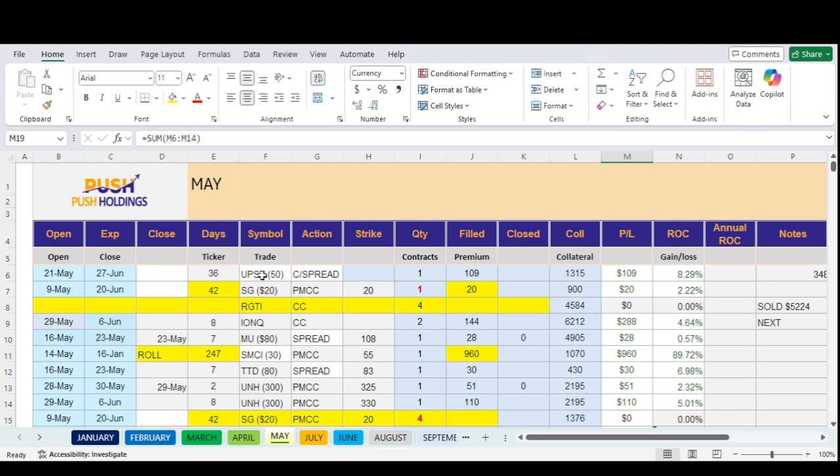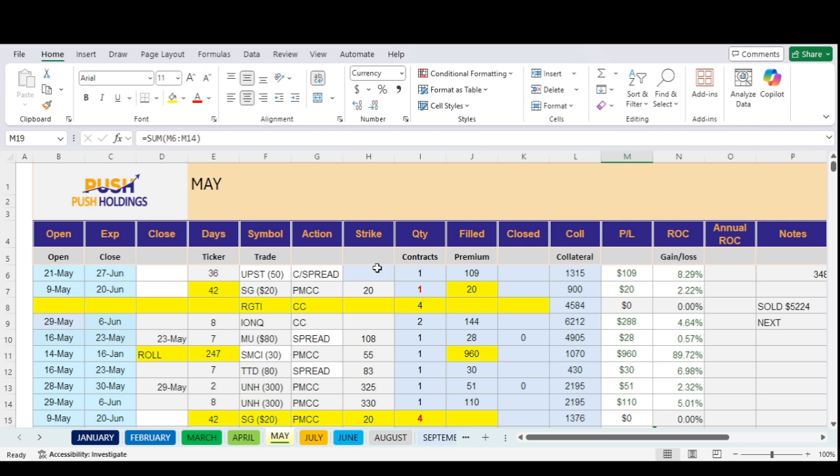The next one is going to be the symbol. So this here is UPST. And of course, you can always go ahead and see what stock this is. This here is going to be Upstart. The next column is going to be the action column. It actually tells you what option strategy that I used. Now this here says C spread. So that means I did a calendar spread on this one.